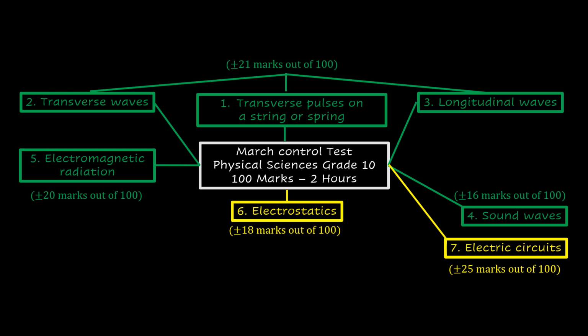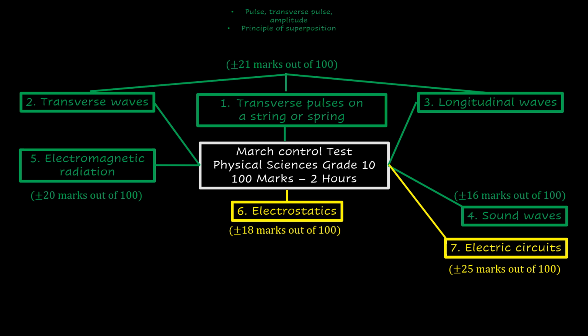So now let's try to break each of these topics into subtopics so that you know, or we try to approximate, what it is that you are expected to know from each of these 7 topics individually. If we start with transverse pulses on a string or spring, one, you need to be able to define a pulse, a transverse pulse, and an amplitude. You need to know those definitions. You also need to state the principle of superposition.